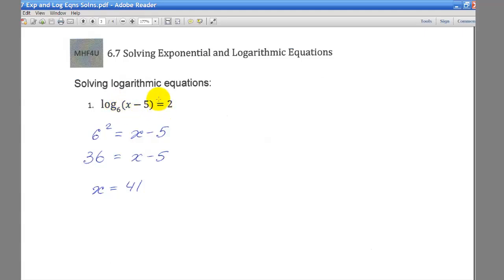And this is what I do to solve the equation. 6 to the power of 2 equals x minus 5. From here it's easy, you just solve for x. 36 equals x minus 5 and x equals 41.